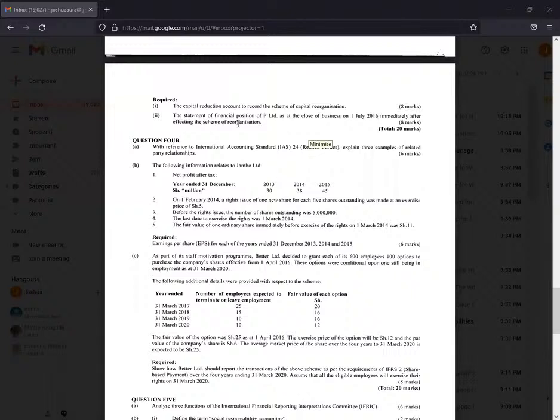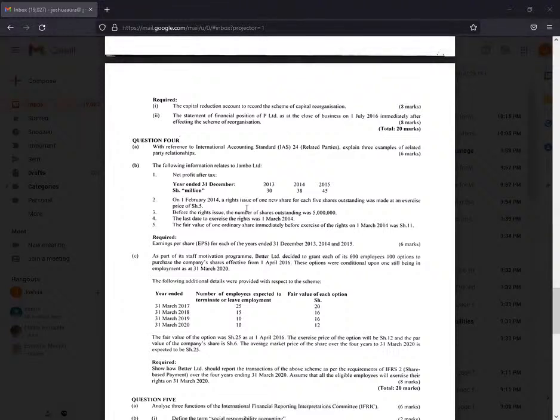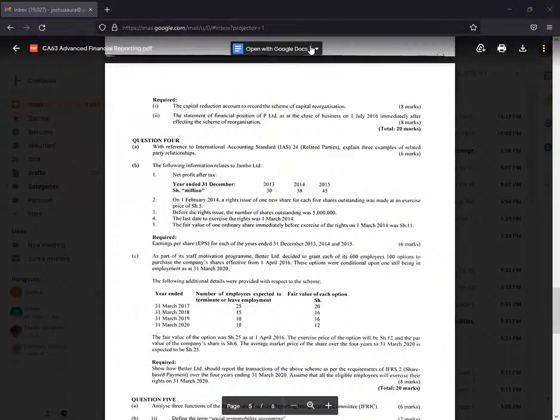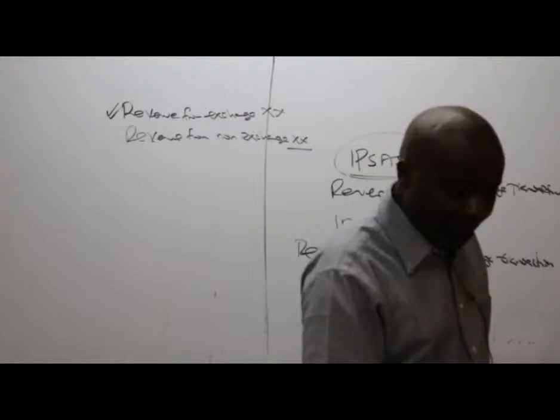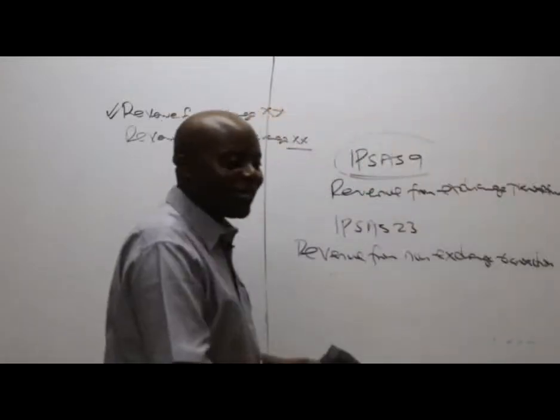When they talk of, ladies and gentlemen, this thing of rights issue, I'll start by calculating the theoretical ex-rights price. That to me is the lowest hanging fruit. And they are telling me here the theoretical ex-rights price. Is there anybody who knows how to calculate the theoretical ex-rights price?